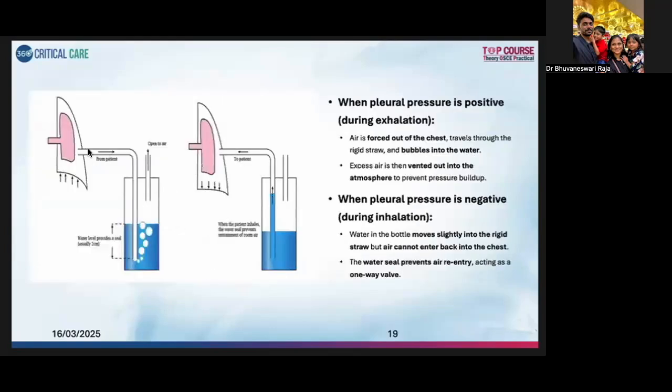So you can see that one end is connected to the ICD, and the second end of the rigid tube is immersed in the water at a level of 2 centimeter. This creates a negative pressure. When pleural pressure is positive, that is during exhalation, air is forced out of the chest, travels through the rigid straw and bubbles into the water. Excess air is vented out into the atmosphere through the vent tube, which should be kept open in a single chamber system. When the pleural pressure is negative, that is during inhalation, some of the water moves into the rigid tube, but it cannot enter back into the pleural space because a negative pressure is already created at 2 centimeter depth, right?